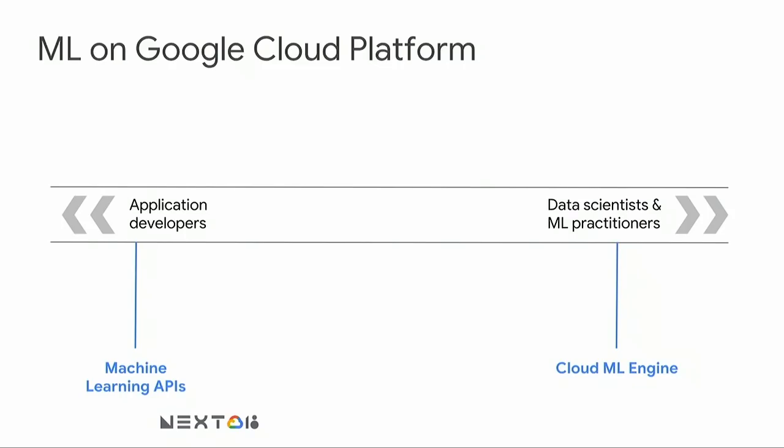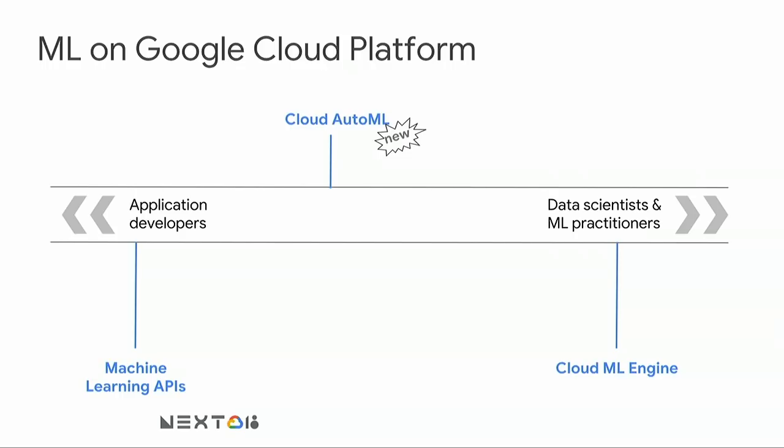On the other side of the spectrum, we have products that are targeted more towards data scientists and machine learning practitioners, people that have a little bit more ML experience. For this, we have Cloud Machine Learning Engine, which is our managed platform for training and serving your own custom machine learning models. Until recently, you'll notice there was kind of a gap in the middle. This is why I'm super excited about AutoML, which you may have heard about in the keynote. AutoML is a tool that lets you train your own custom machine learning models without writing model code. It lets you get a little bit more custom than you would with the APIs, for example. You provide your own training data, currently available for images, text, and translation.